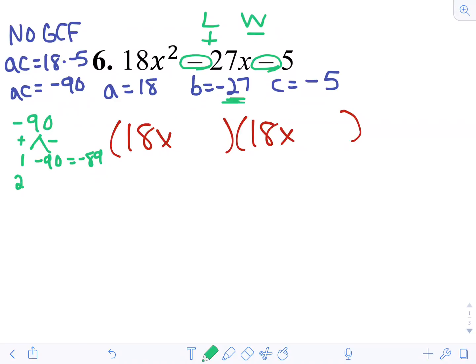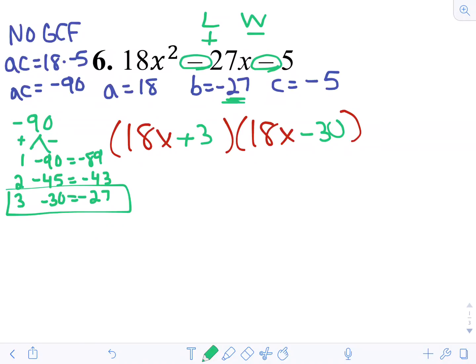We can do 2 and negative 45. That will give me a negative 43. We can do 3 and 30. This one will be negative. That gives me negative 27, and that matches my B value. So positive 3 and negative 30 are the two numbers I want to plug in.